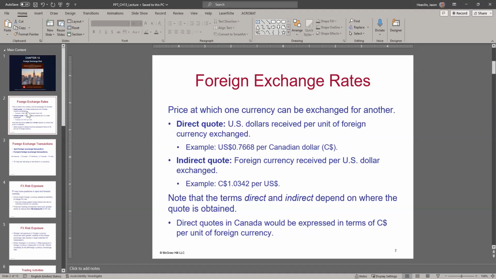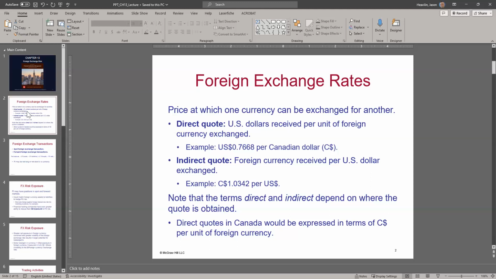Quick refresher about foreign exchange rates, the difference between direct quote and indirect quote. I would like to start by saying that a direct quote just means the domestic currency per unit of the foreign currency. So if you're in the United States, then it's US dollars. If you are in Europe, then it's euros. If you're in England, then it's the pound. So when they say here, direct quote, US dollars received per unit of foreign currency in exchange, it's assuming that you are in the United States.